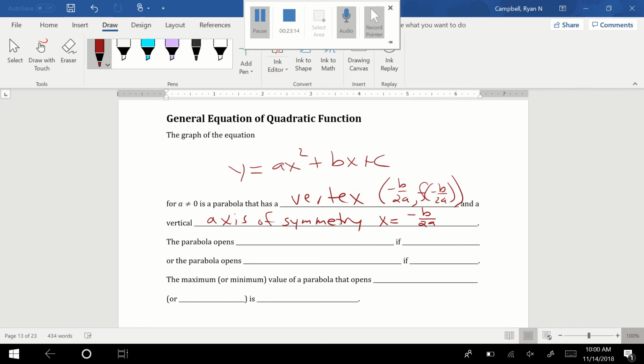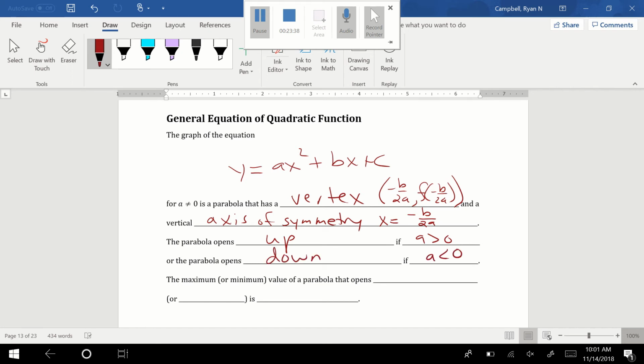So for these problems, you basically just want to find your axis of symmetry first. You plug in negative b over 2a to figure out what your axis of symmetry is. And then since that's your h, for that h comma k, you just plug it in to figure out what k is. Same thing, if it opens up, it's because a is positive. If it opens down, it's because a is negative.